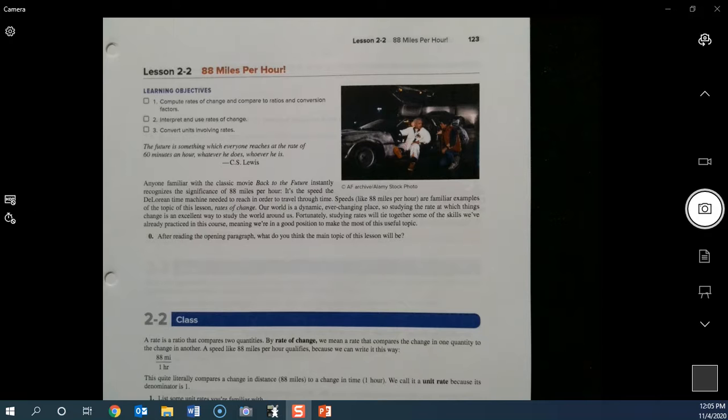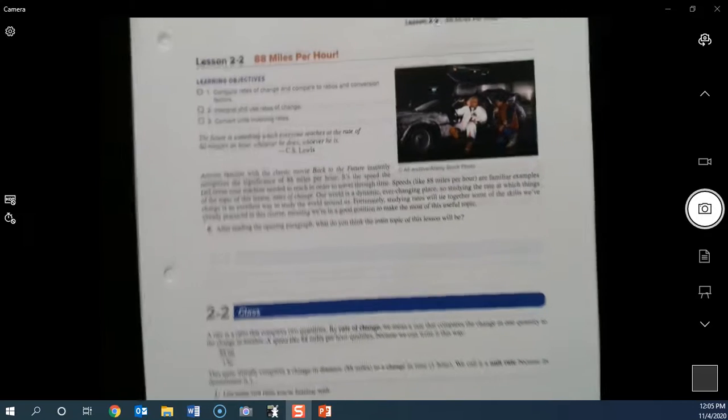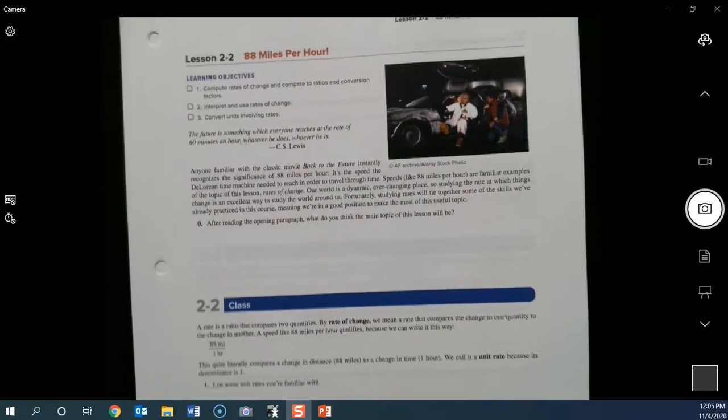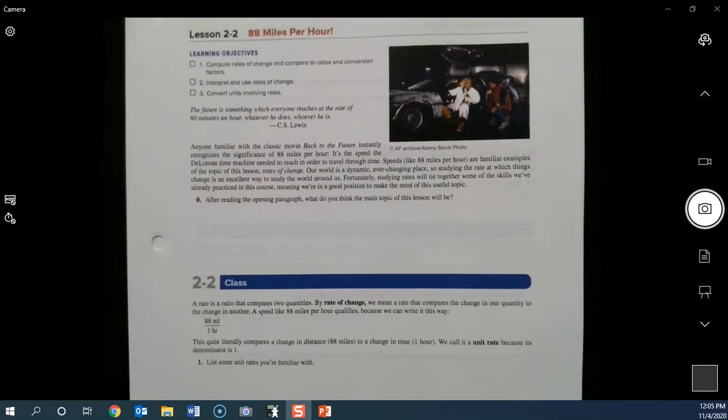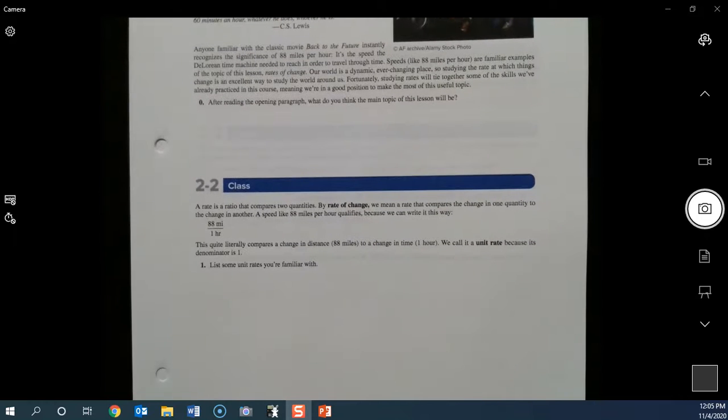Okay, for lesson 2-2, we have 88 miles per hour. Our lesson objectives are to compute rates of change and compare them to ratios and conversion factors, interpret and use rate of change, and then convert units involving rates. Okay, now we go down here to the bottom of the page.